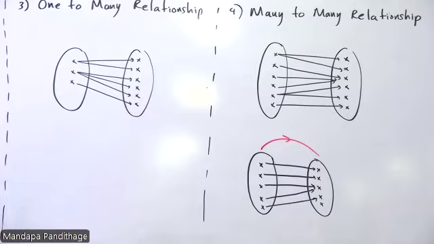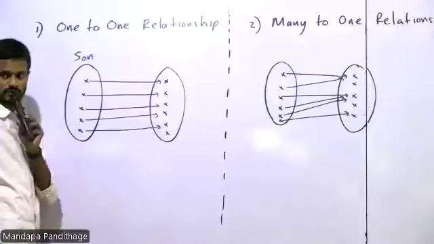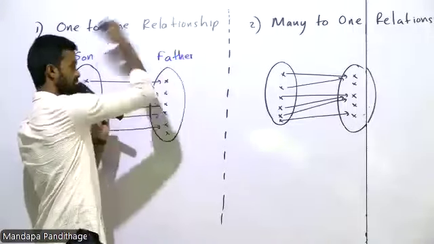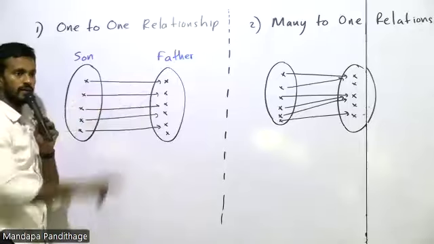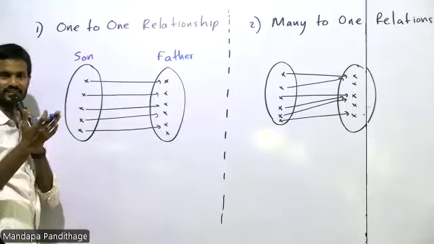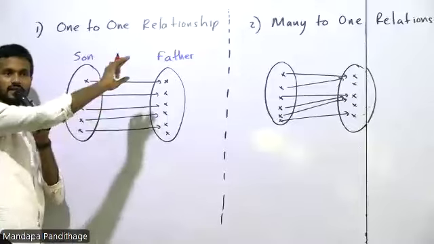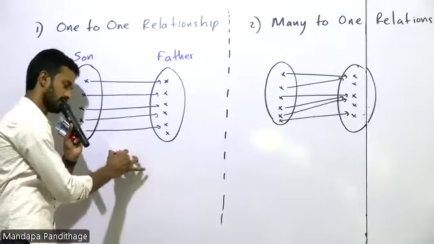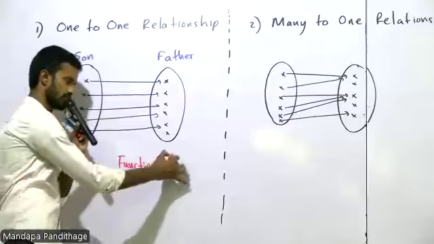So I'll use this example. Here we have the sons, sons and daughters, you can put it in that way. And here I got the father. The father's set, and here is the son's set. Here one son is having one father. That can happen biologically, that is highly possible. So this can happen, so we say that this is a function. I'm using this example because of this reason. So it is a function. Yes, it is a function.